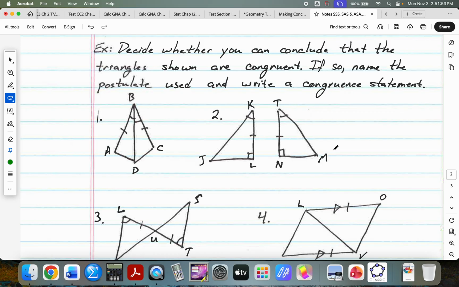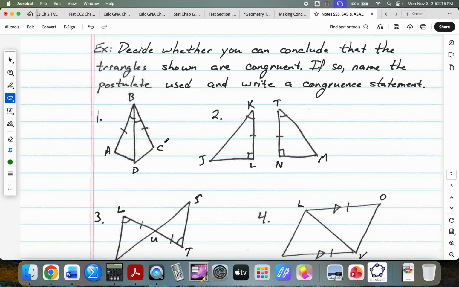On tonight's homework, all it asks is, can they be proved congruent? And if so, give the postulate. This says, give the postulate and then write the congruent statement. So the instructions are a little bit different. So, read and follow instructions.